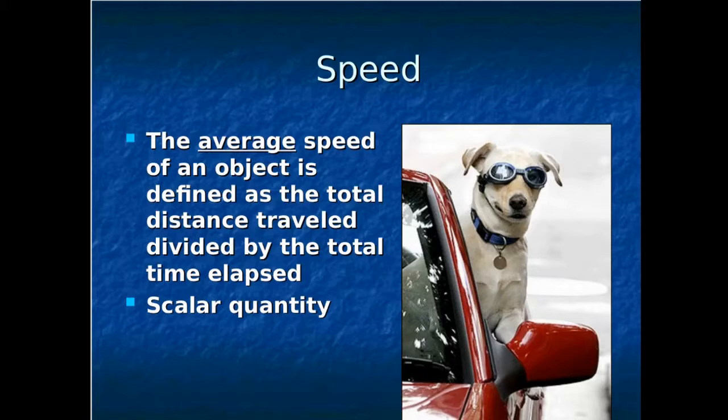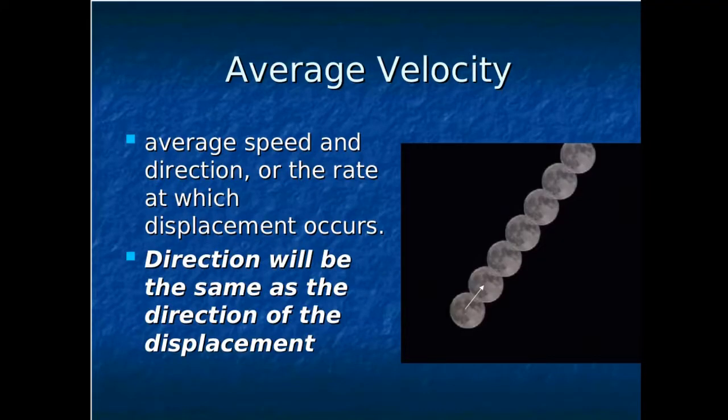So speed is fairly familiar, but in many instances in physics, it's not quite enough to understand what's going on. We need velocity too. And the thing that velocity adds is that it has the direction in it too. So it's not enough just to say how fast an object is going. You need to say what direction it is going. So average velocity is the rate at which displacement occurs. The direction will be the same as the direction of the displacement. So the moon in this picture has a displacement that is up and to the right. And so its average velocity is also up and to the right.